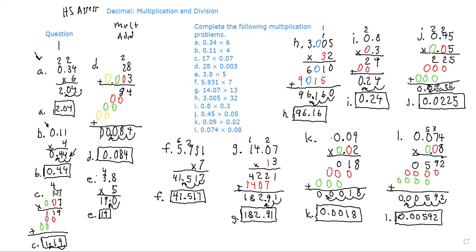Let's do C. C is 17 times 0.07. It's supposed to be a decimal point here, right? Now we're going to do the same thing. We're going to put everything in its place value, 1, 7, and then the first digit goes under the 7, and then the other 2 digits go next to it.